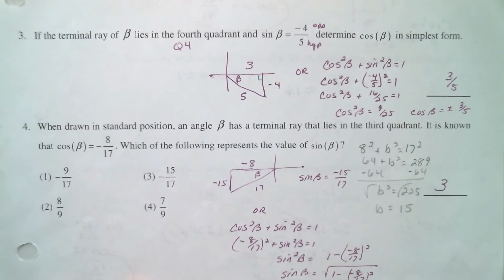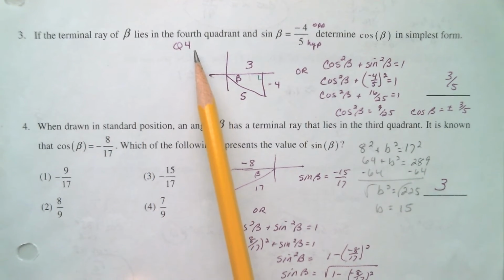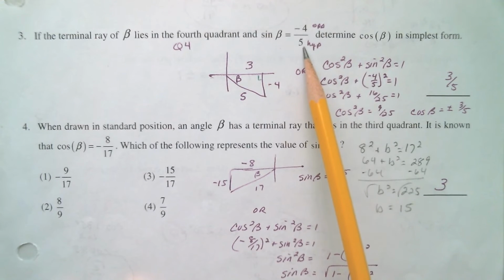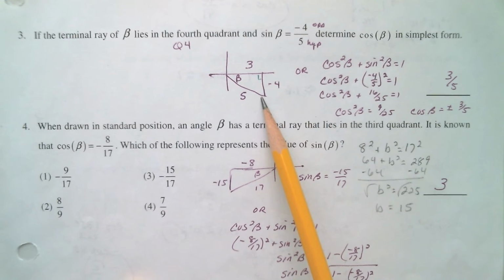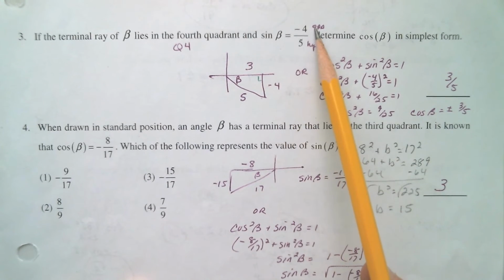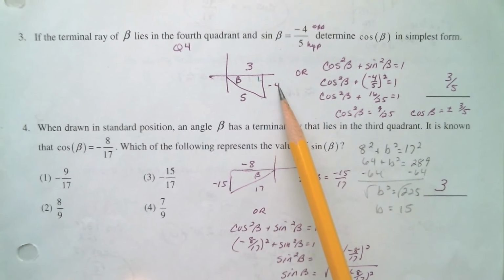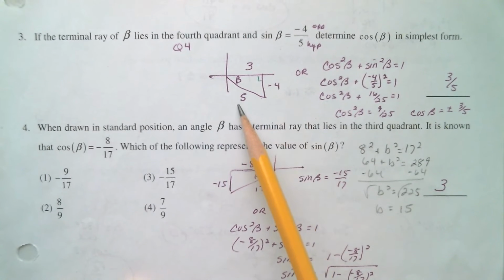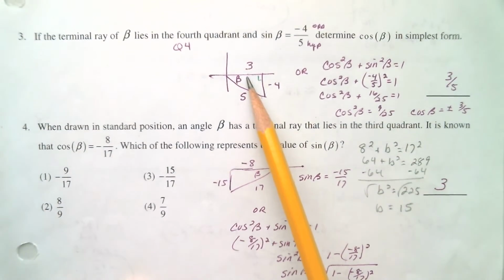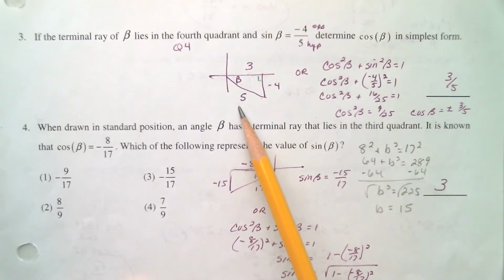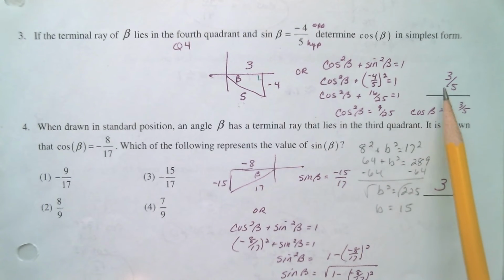Number 3. Beta lies in quadrant 4 and the sine of beta is negative 4/5. So I can do one of two things. I can either draw a right triangle in quadrant 4. Opposite over hypotenuse is sine, so in relation to angle beta, the side opposite would be the negative 4, the hypotenuse is 5, so the other leg of my right triangle is 3. Again, that's just because I know the Pythagorean triple 3, 4, 5. And we want the cosine, so that's adjacent over hypotenuse, which would be 3/5.